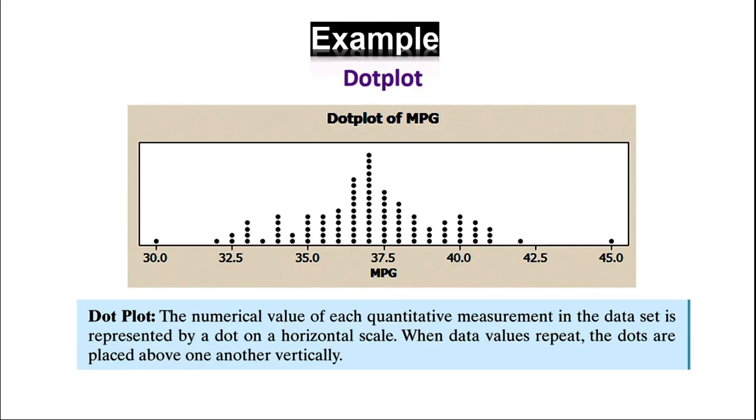A dot plot for the 100 EPA mileage ratings is shown in this figure. The horizontal axis of the figure is a scale for the quantitative variable. The numerical value of each observation is located on the horizontal scale by a dot. When data values repeat, the dots are placed above one another vertically.